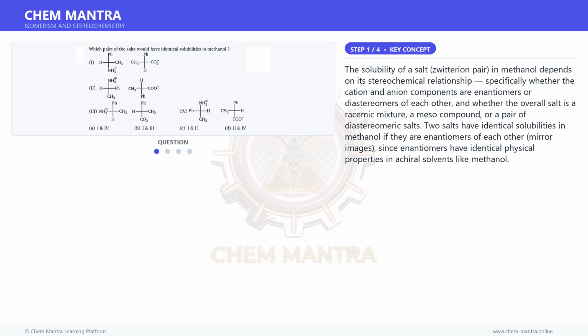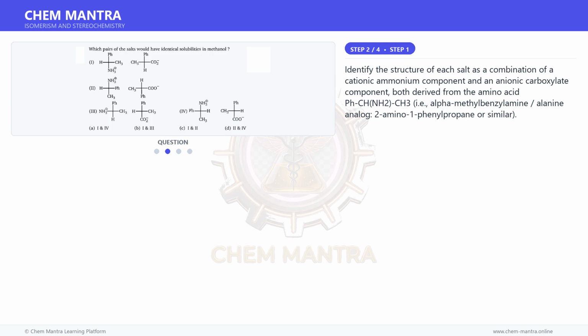The solubility of a salt, a zwitterion pair, in methanol depends on its stereochemical relationship, specifically whether the cation and anion components are enantiomers or diastereomers of each other, and whether the overall salt is a racemic mixture, a meso compound, or a pair of diastereomeric salts. Two salts have identical solubilities in methanol if they are enantiomers of each other, mirror images, since enantiomers have identical physical properties in achiral solvents like methanol.